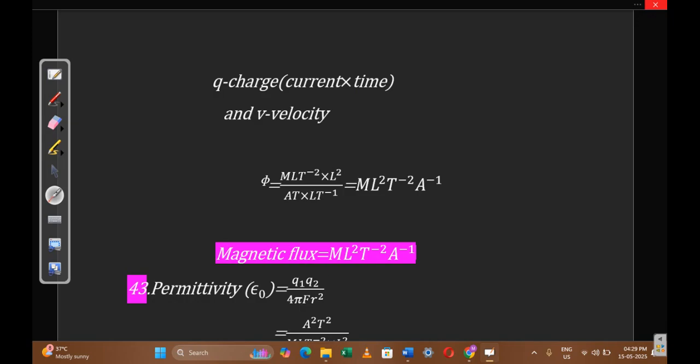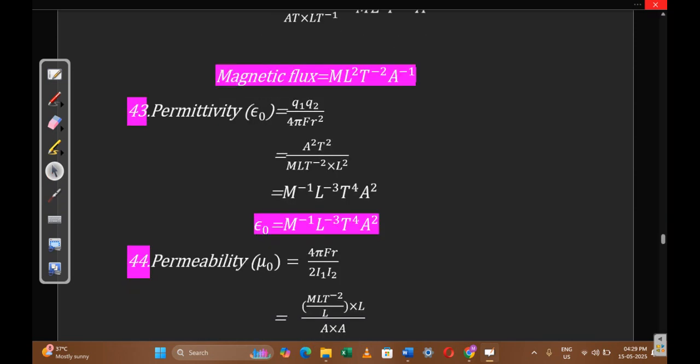Next one is permittivity. Formula for this permittivity is Q1 Q2 by 4 pi F r square. Q means charge. Charge is current into time. So we convert this as A square T square. And dimension formula of it is M inverse L power minus 3 T power 4 A square. This is the dimension formula of permittivity.